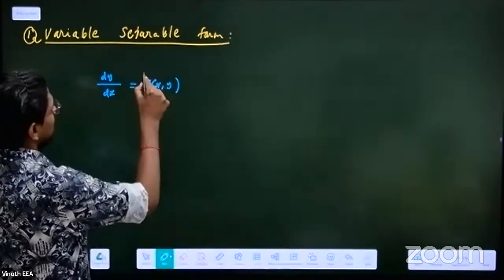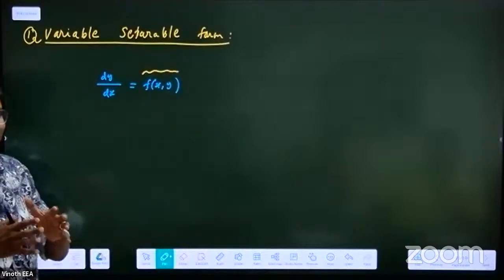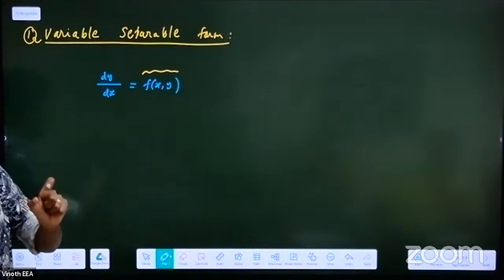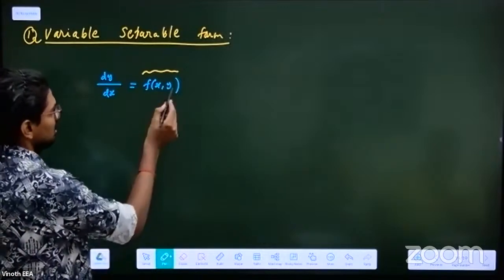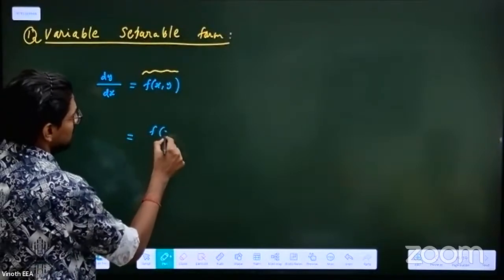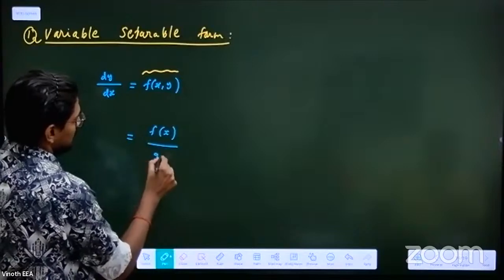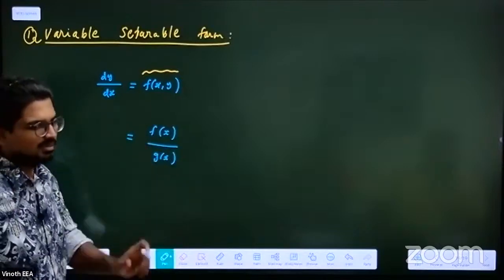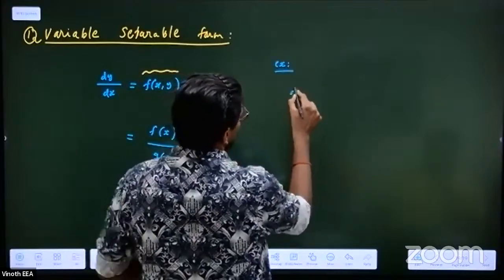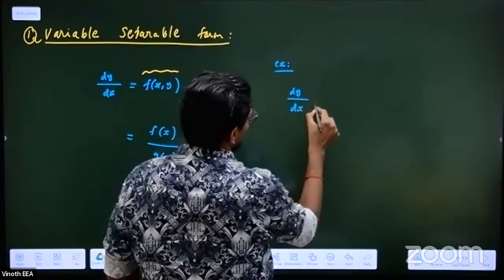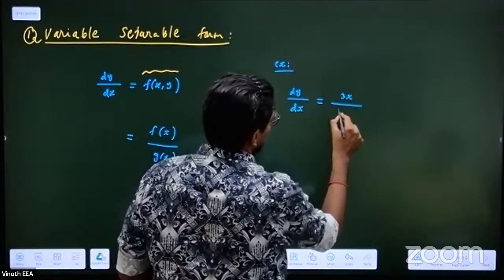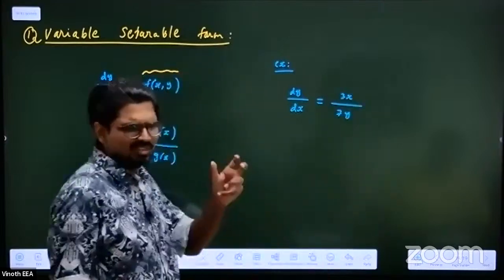We will use this when this f of x comma y can be split into a function of x and a function of y separately. Okay, I will give you an example. What it means: if I am able to split this f of x comma y as some function of x and some function of y. What does it mean? Let us take an example. dy by dx equals to some 3x by 7y. Just a very basic example.